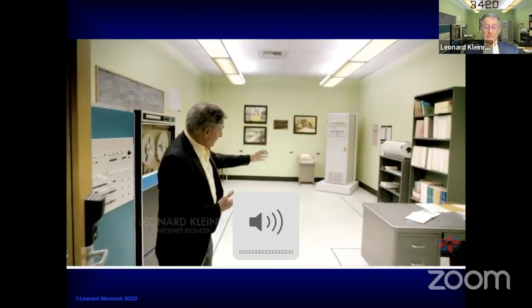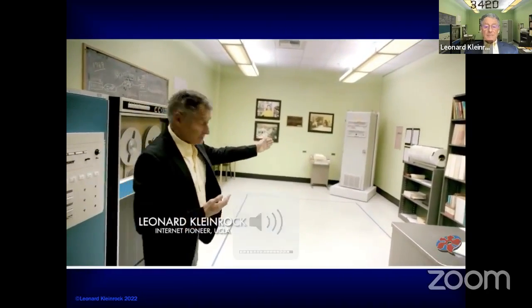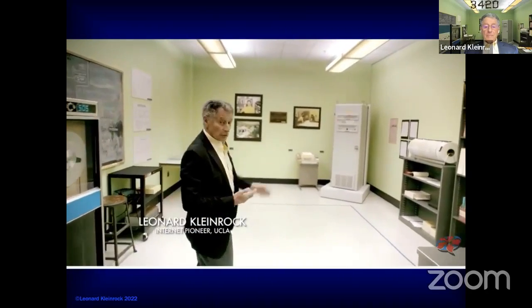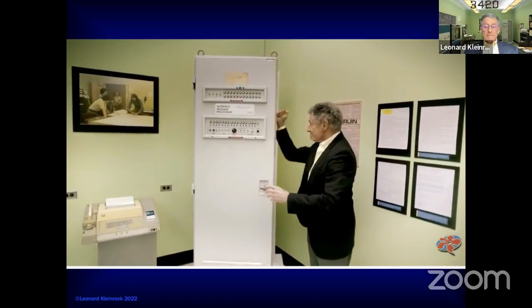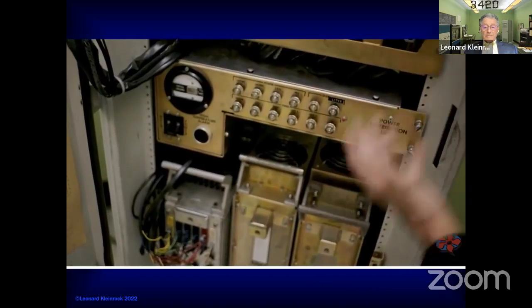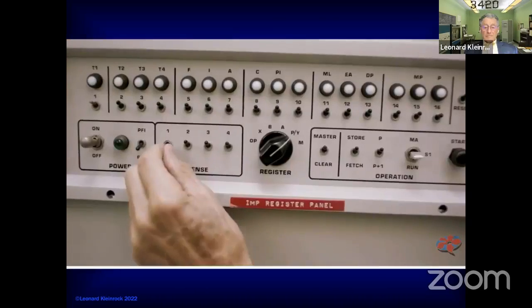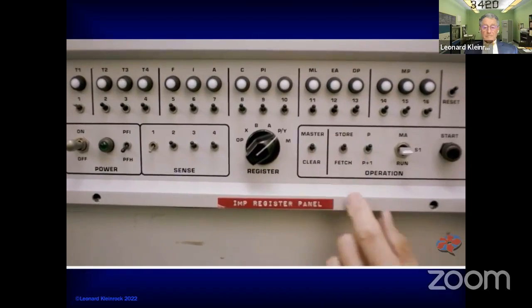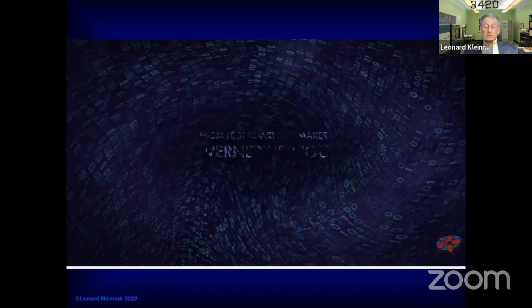Let's enter this very special place. That machine over there is the first piece of internet equipment. This is a military hardened machine. It has a unique odor, and it was from here that the first message was sent. A revolution began.